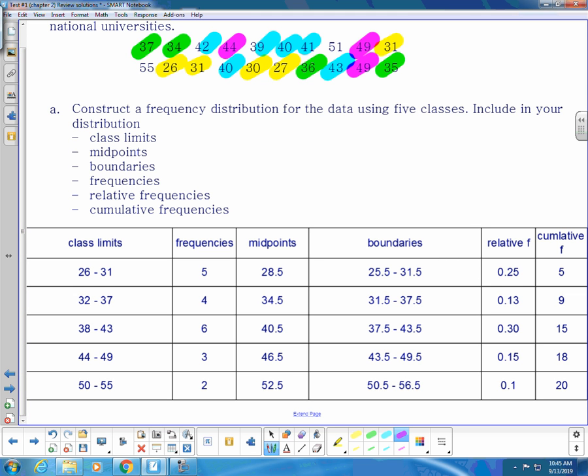Relative frequency, you're taking each frequency and dividing by the total, which we have 20. So 5 divided by 20 is 0.25. 4 divided by 20 is 0.13. Is that right? 4 divided by 20? It's 1/5 is 0.2, right? I had made a mistake on mine that McKenna helped me find.